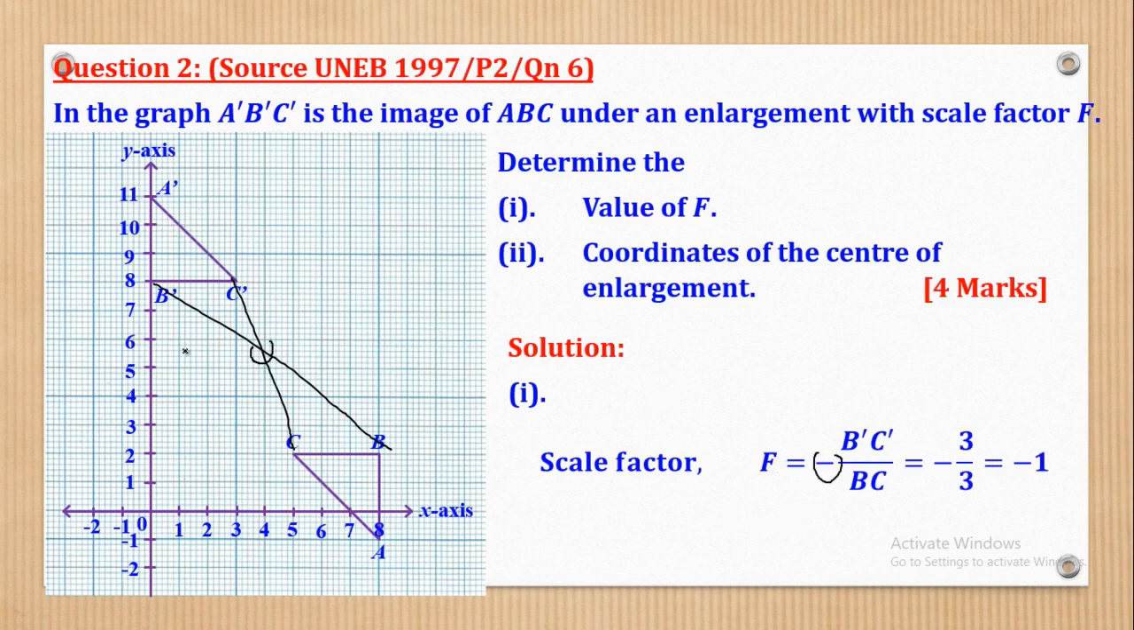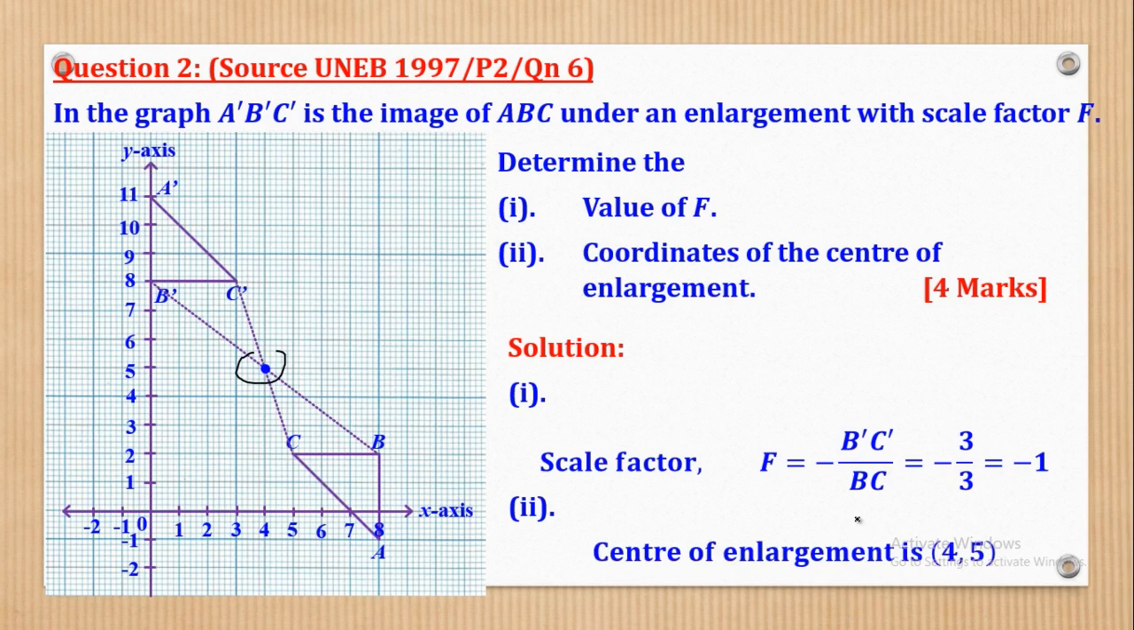Then BC, B prime C prime, it is 1, 2, 3. That's why you see 3 here. Then also here it is 1, 2, 3. That's why you see 3 there. So in the end, you shall come up with -1 as the scale factor. Then Roman 2, they want the coordinates of the center of enlargement. Therefore, we shall join these 2 points, and the center of enlargement will be this. So we shall state that the center of enlargement is (4, 5). And that's what they wanted.